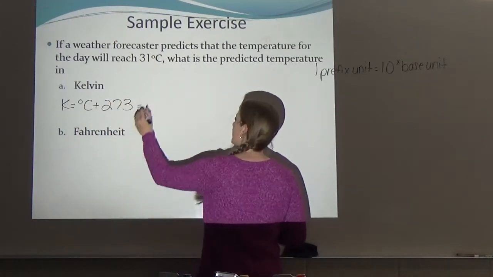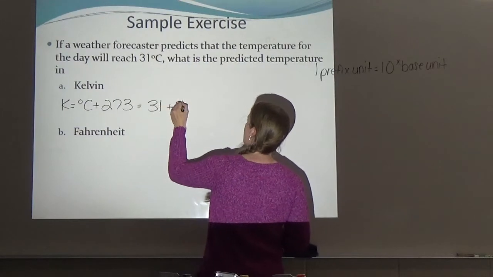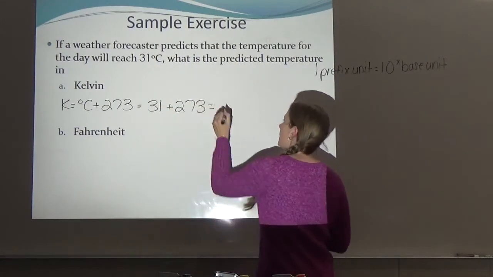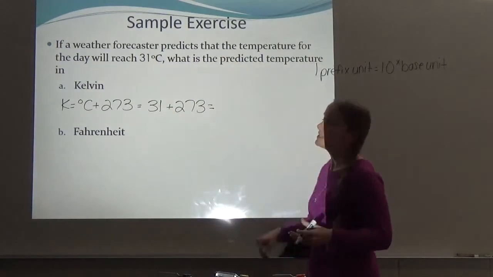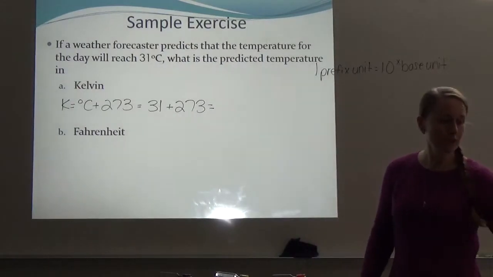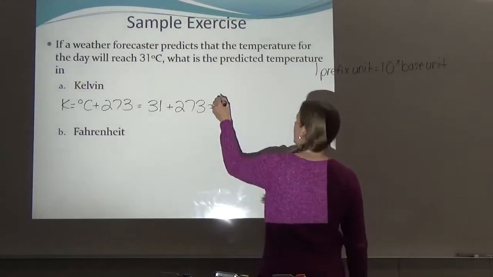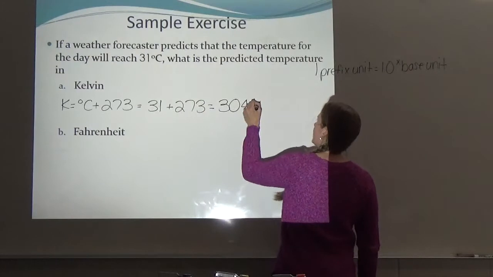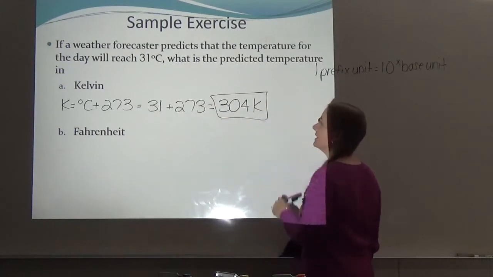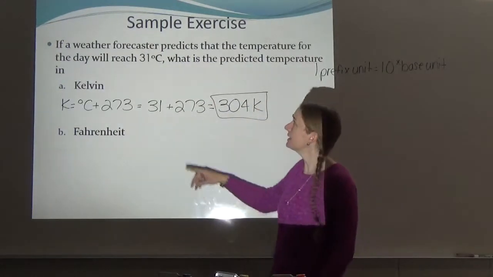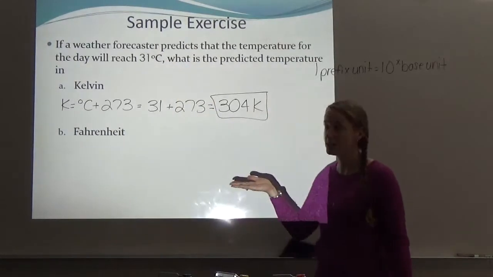All right, so we know Kelvin equals Celsius plus 273. So I would just plug in. So 31 plus 273 equals, and so when you put that into the calculator, of course, you're going to get 304. And your unit is Kelvin. And notice that Kelvin does not have a degree sign like Celsius and Fahrenheit does.